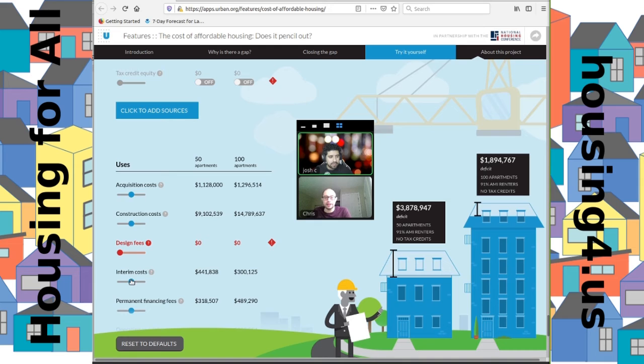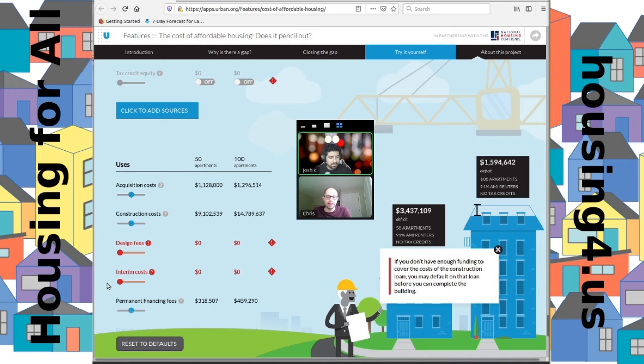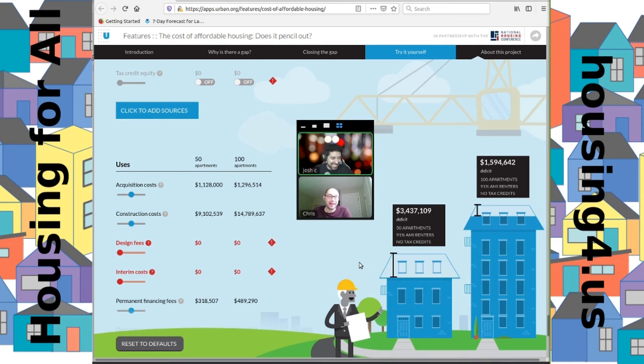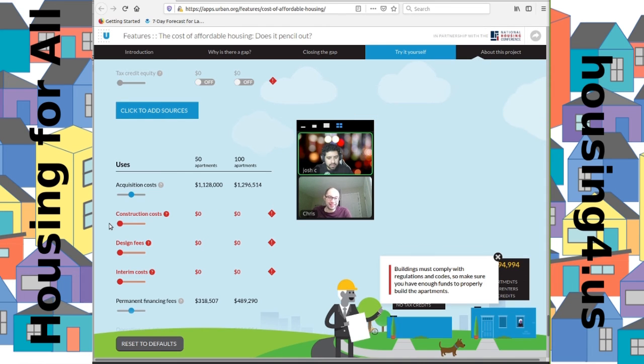What if, for the interim costs, we somehow blackmail someone at the bank and they don't charge us any money until people move in and start paying rents? And this is also our insurance, so we don't have any insurance during construction. And if we take that away, dangerous, right? Even if we take that away, we still can't break even. If you turn construction costs down to zero, the buildings just collapse.